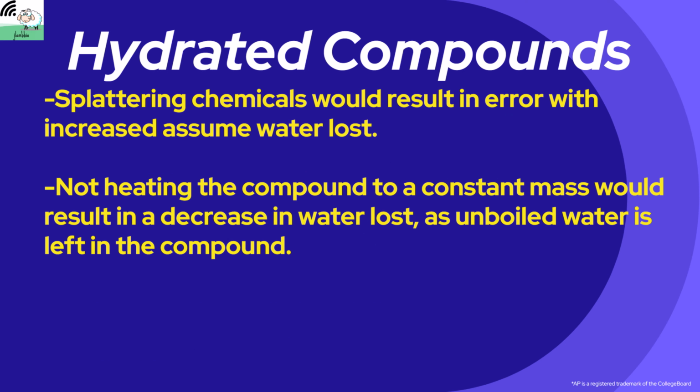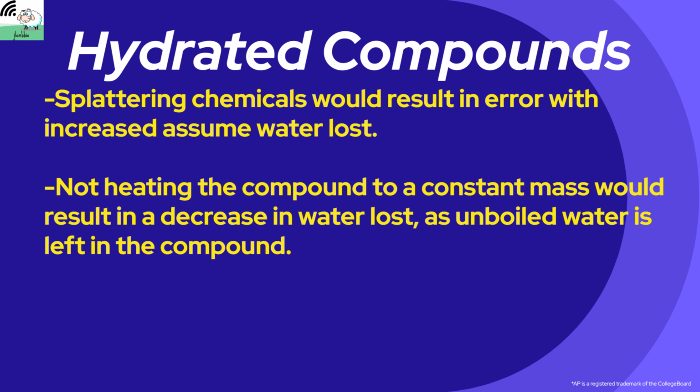So what are some possible sources of error that are associated with this? Well, let's say we heat up this system here and some of the compound splatters out. Splattering chemicals would result in error with increased assumption. I think assumption is probably the word there, water being lost, because what we're doing is we're subtracting the mass of the hydrated compound from once it's been heated. And so if some of the anhydrous compound leaves, that would result in the mass or subtraction being greater than what we would expect it to be. So we would assume that that's water being lost. So the mass of the water would be increased, and thus the empirical formula of the hydrate would be miscalculated.